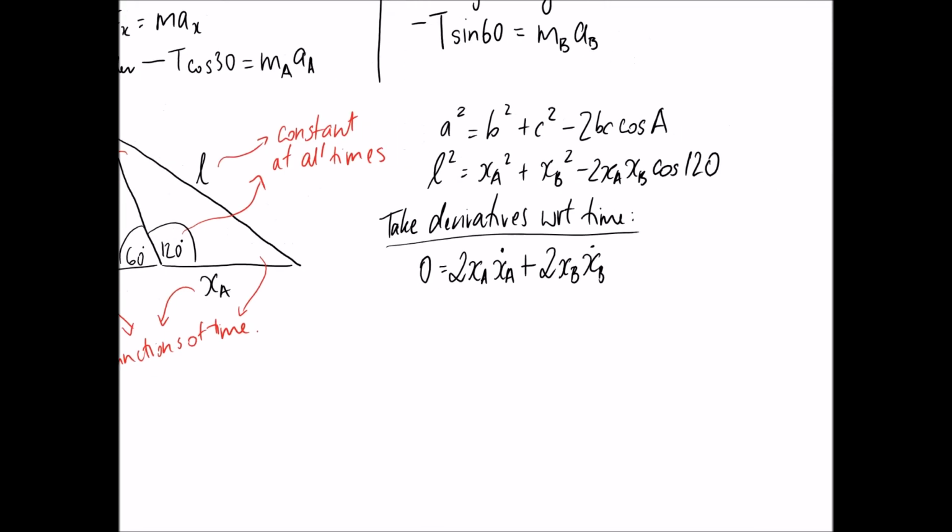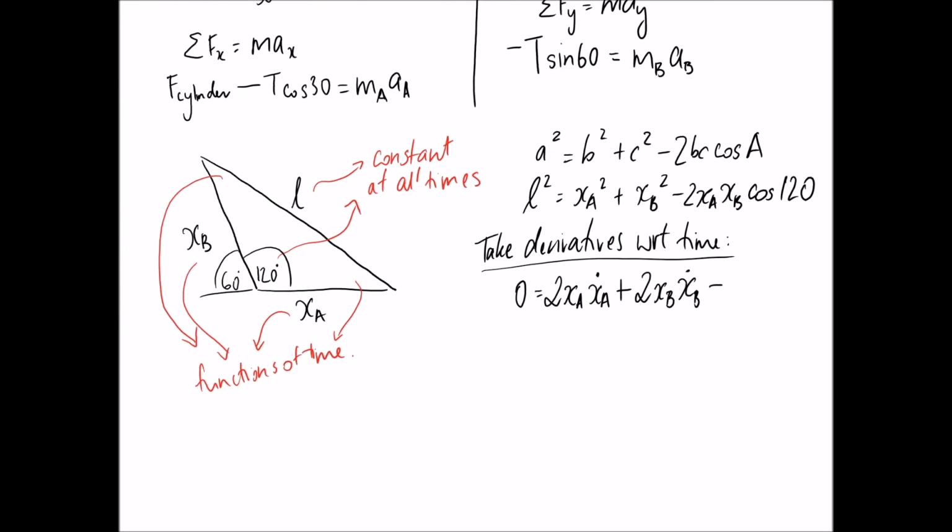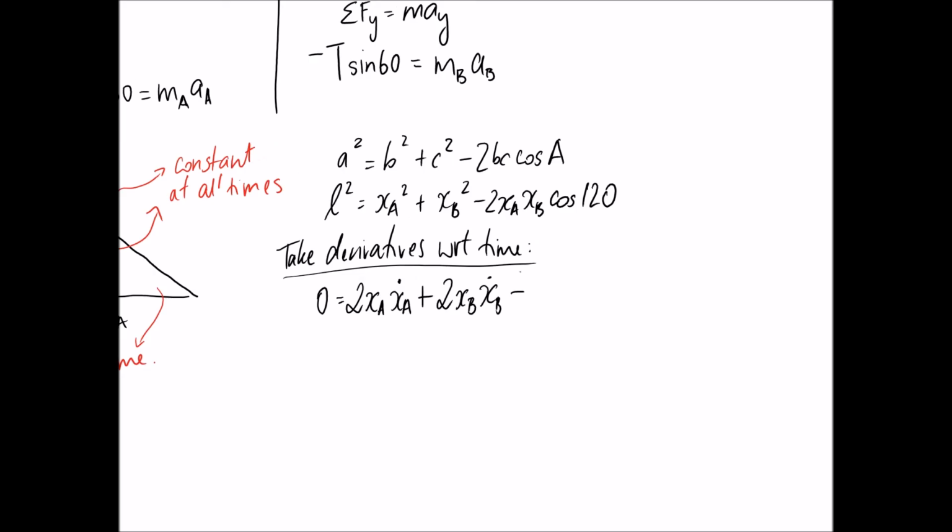Alright, so now we just need to deal with the last term. I'm going to bring all the constant numbers out the front, so 2 and cos 120. Remembering we said that 120, this angle, is also a constant at all times. So it's going to be 2 cos 120 out the front.